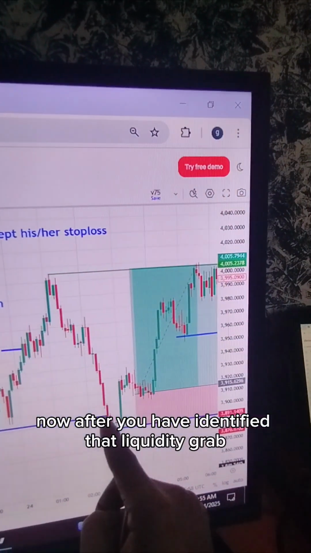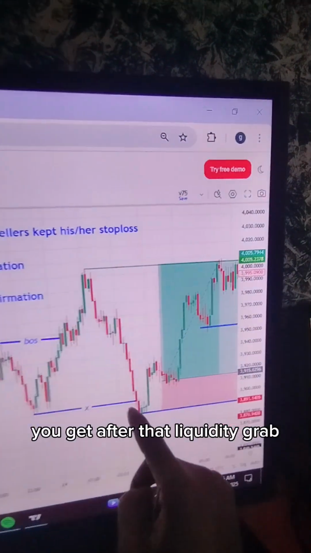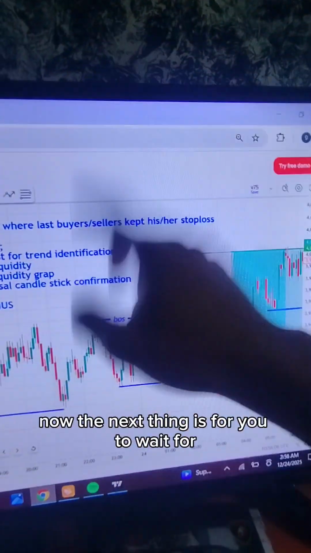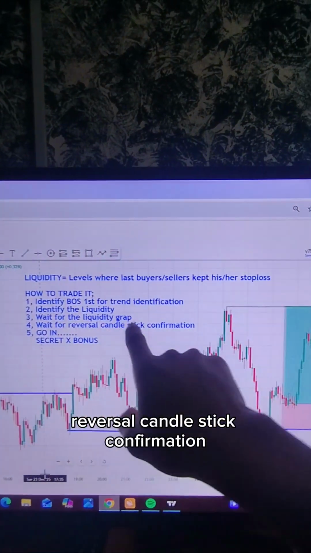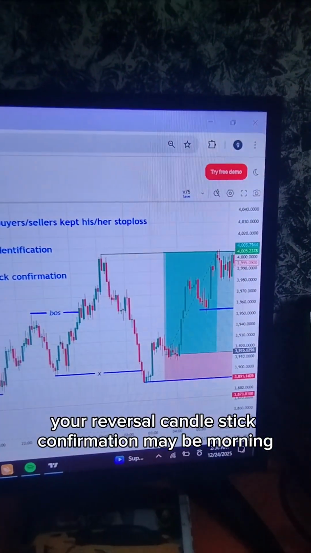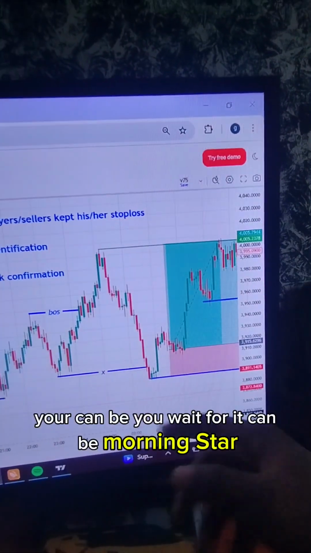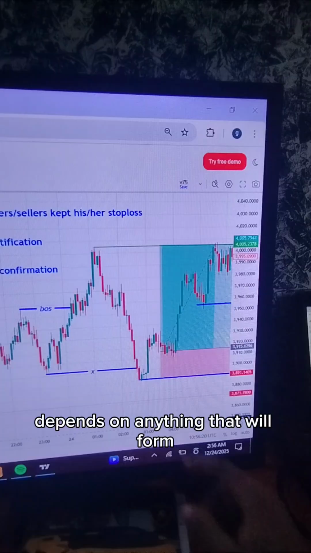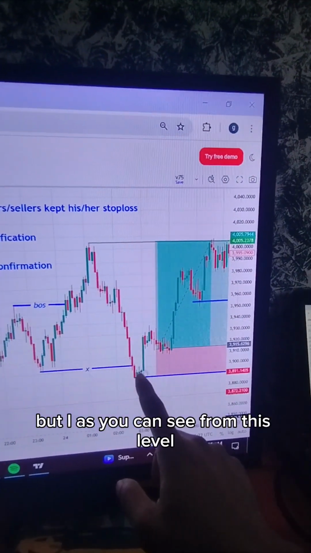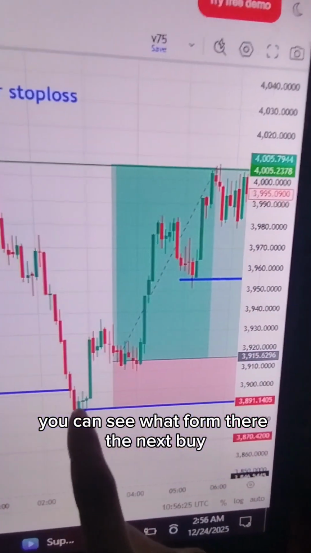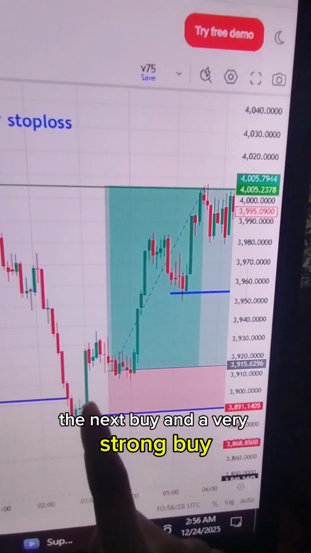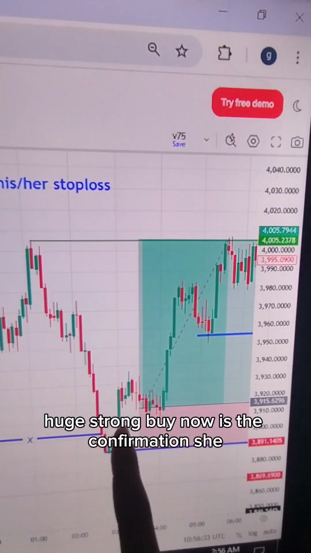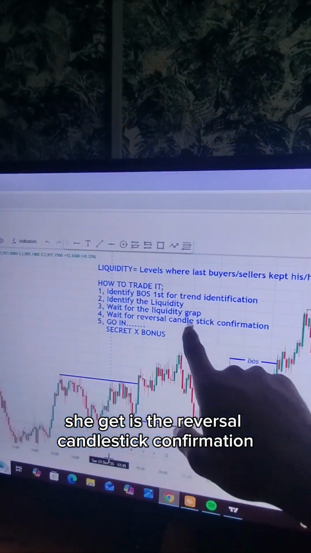Now after you have identified that liquidity grab, the next thing is for you to wait for reversal candlestick confirmation. Your reversal candlestick confirmation may be a morning star or a bullish engulfing, depending on what forms. But as you can see from this level, you can see what formed there: a very strong buy. This huge strong buy is the reversal candlestick confirmation.